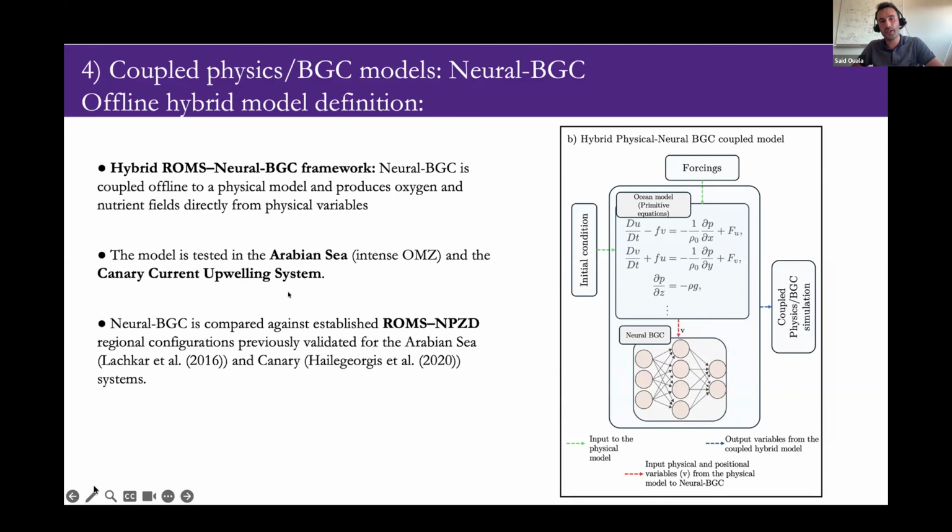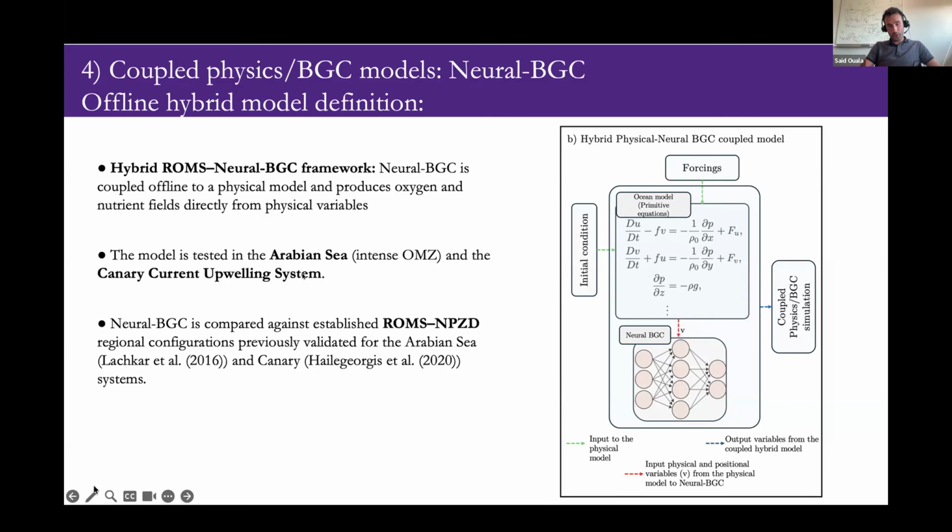And we focused on these two regions for two main reasons. The first reason is that they are interesting from a biogeochemical point of view, because in the Arabian Sea we have a very intense OMZ, and we're interested in whether we're able to reproduce it using a coupled hybrid Physics-BGC model. And in the Canary system, there is a strong upwelling of nutrients, and we're also interested in seeing whether we were able to reproduce this variability.